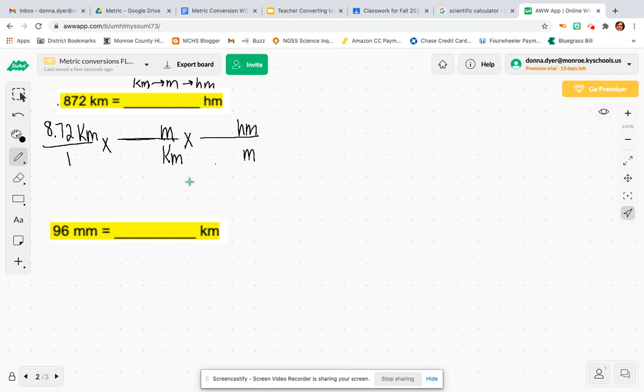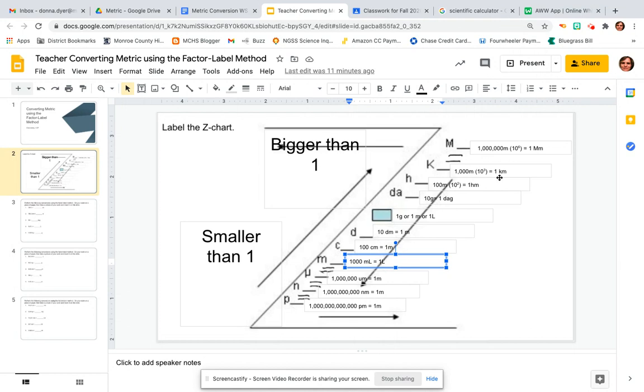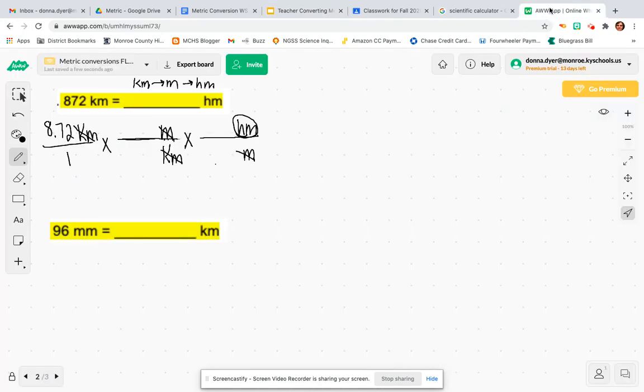Now that we have all of our units set up so that our kilometers will cancel out and our meters will cancel out, and we're going to have hectometer as our answer, now we can get numbers from our conversion factors. So again, I need to use the conversion factor that has kilo and meter in it first. So kilo, it's 1 kilometer, 1,000 meters. So in my problem, 1 kilometer, 1,000 meters. Whatever it is in the conversion factor, that's what it has to be in my problem.